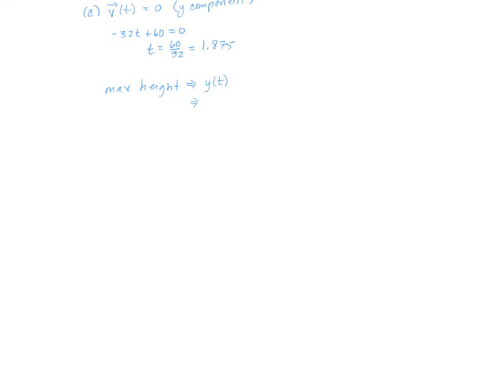Which is simply negative 16 times 1.875 squared, plus 60 times 1.875, plus 3. So we get 59.25 feet. That would be the maximum height. Again, you could have just used your algebra and looked at the quadratic of the position function, found the vertex by first doing negative b over 2a, and then plugging it back in to get the height.